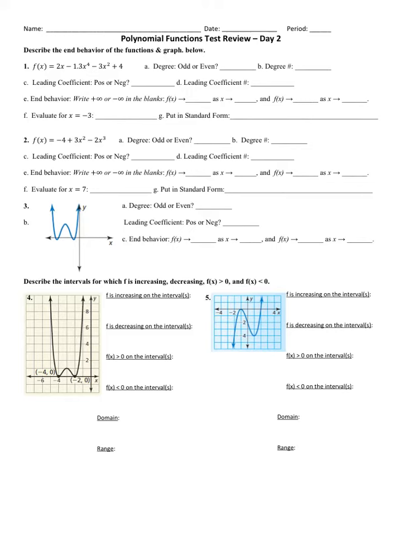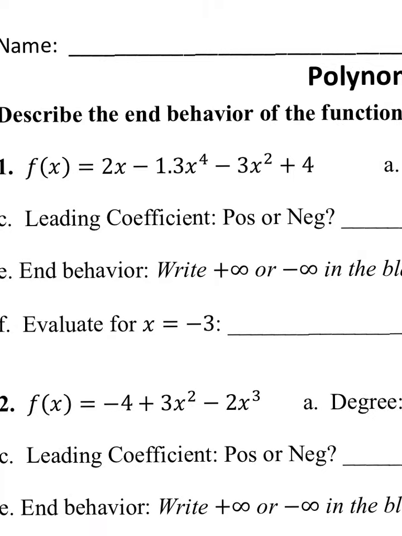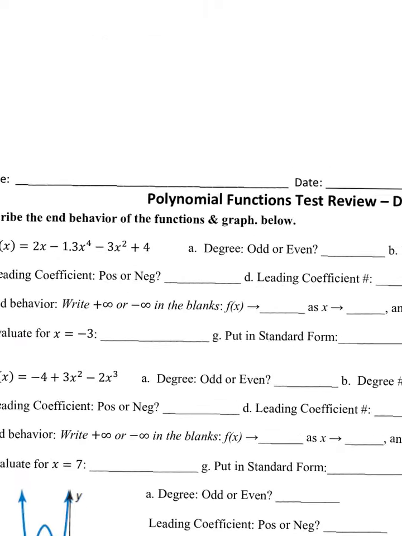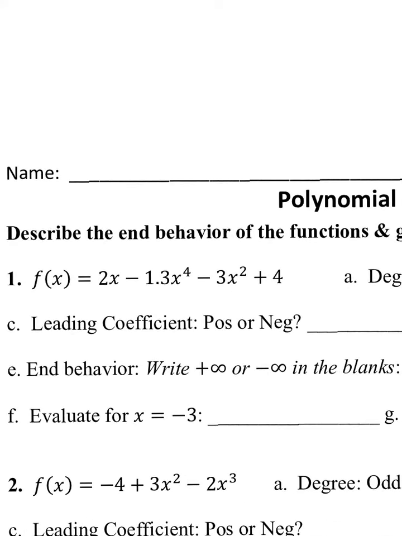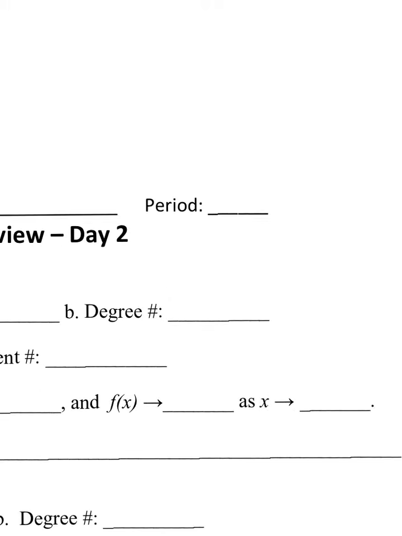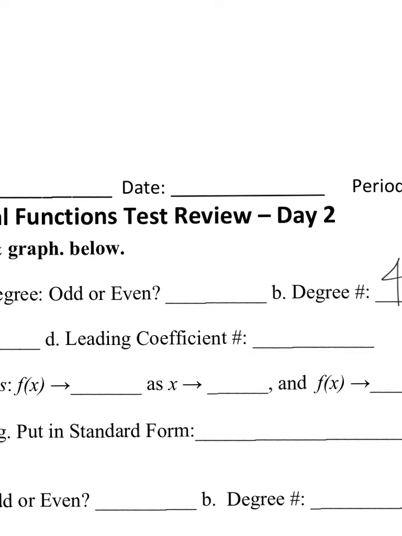So I'm going to do the odds and you do the evens, okay? Number 1 has this whole function here and it is out of order. So I do ask if the degree is odd or even and for the degree number. The degree is the highest power, so the degree is 4. 4 is an even number, and so that takes care of the first two.